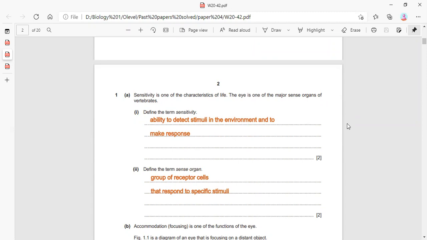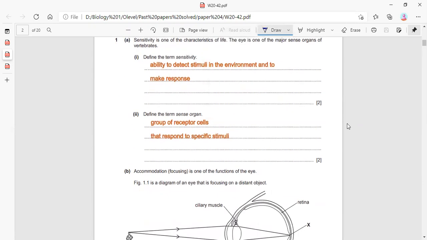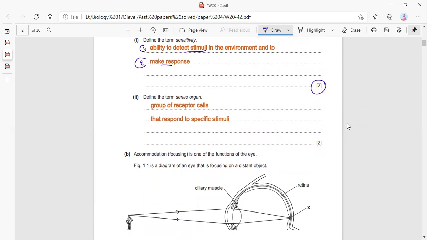أول سؤال, define the term sensitivity. جه كذا مرة. إيه هي sensitivity? Two marks. أول mark على ability to detect stimuli. يعني I can sense, أقدر أحس بالحاجات اللي حواليا. Ability to detect stimuli in the environment and then make response. يبقى ability to detect stimuli and to make a response. This is the definition of sensitivity.